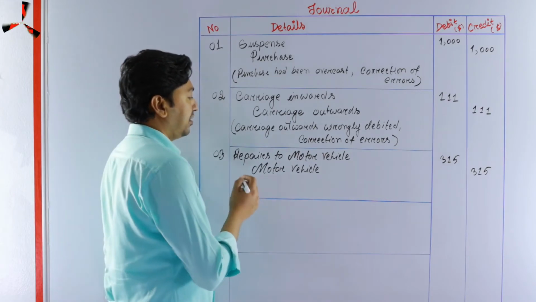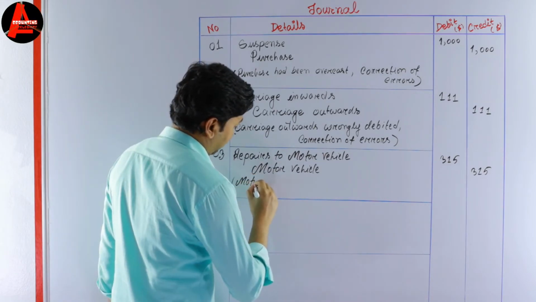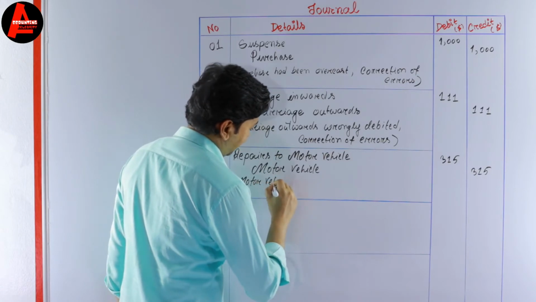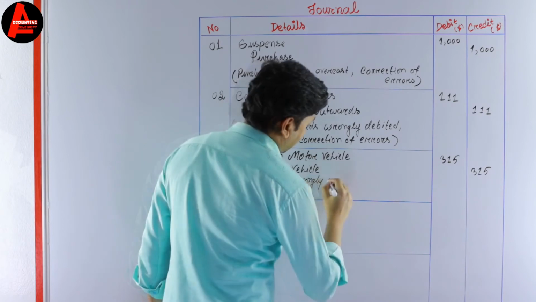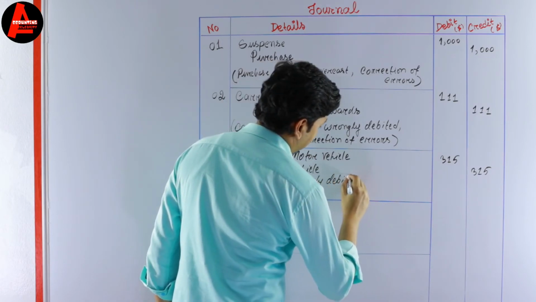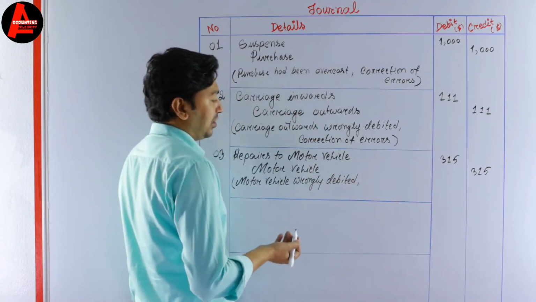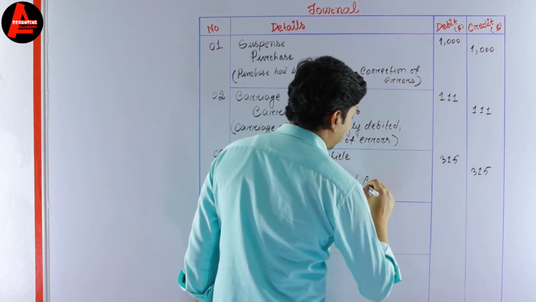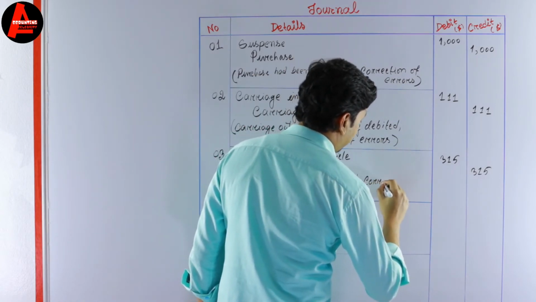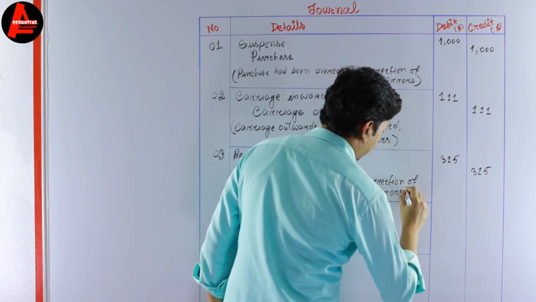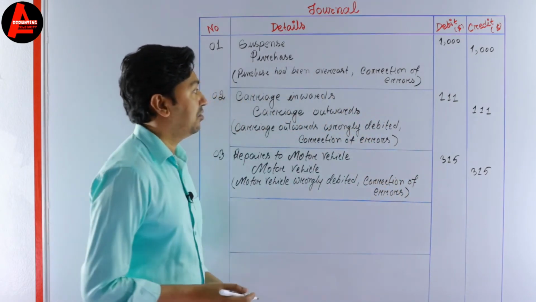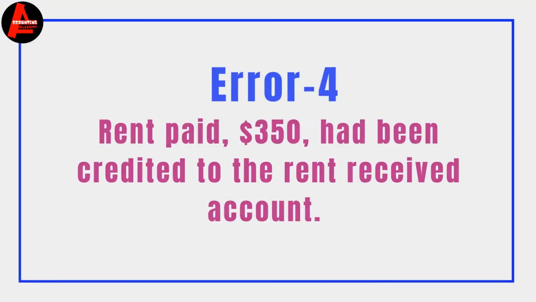So we can write here, motor vehicle wrongly or mistakenly debited. Now what did we do? We corrected the errors. So let us write here, correction of error. Okay, finished. So number 4 is here.